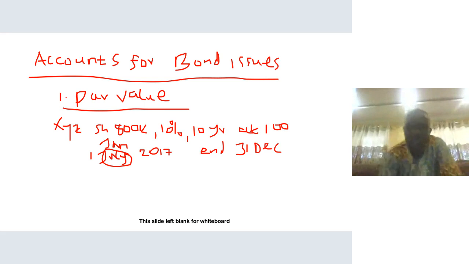So remember, the bond is issued at par value. And the amount that the company is getting is 800,000 shillings. The interest rate on the bond is 10%.